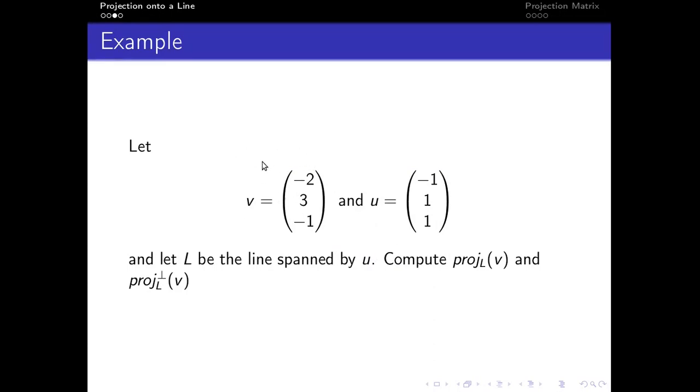Now let's look at a typical example. Given a vector V equal to this and a vector U equal to this, and L is spanned by U, we want to compute the projection of V onto L and the orthogonal projection of V onto L.